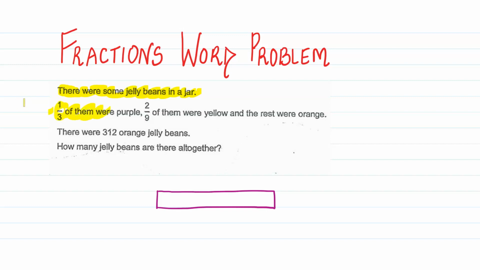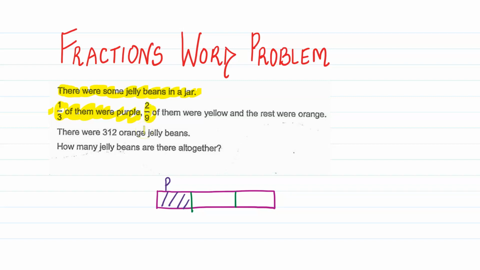1/3 of them are purple. Okay, so 1/3, how to represent 1/3 on this bar? We'll cut it into 3 equal parts. Roughly, we are cutting it into 3 equal parts. Now, 1/3 are purple. That means one part out of these 3 is purple. So, we write P over here. Let's read the next part of the statement.